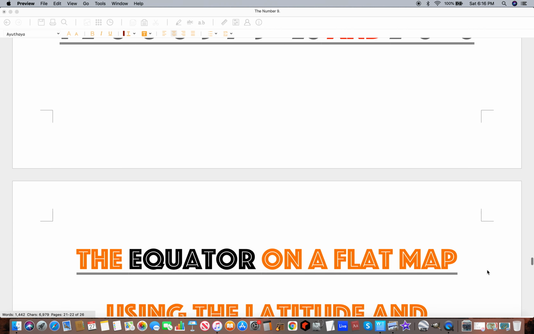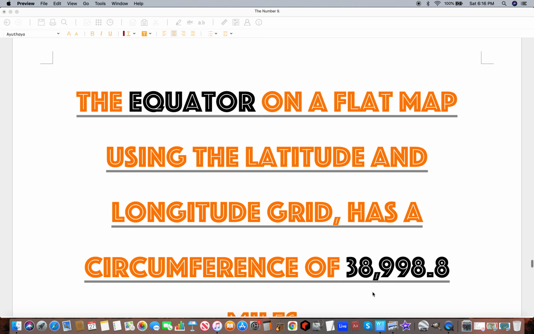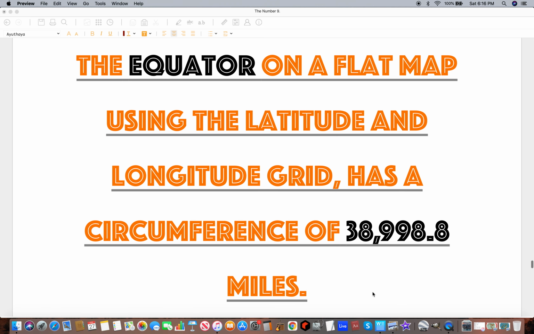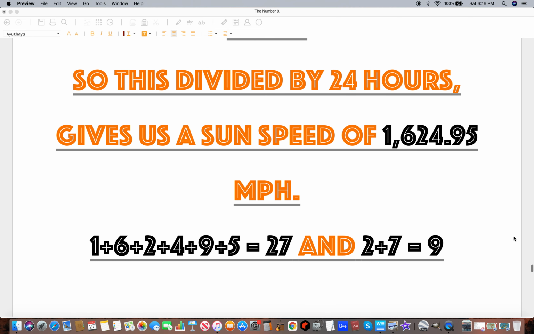Okay? So we did the same for the equator. The equator on a flat map using the latitude and longitude grid has a circumference of 38,998.8 miles. So this divided by 24 hours gives us a sun speed of 1,624.95 miles per hour. So add all this together and we get 27. So that's 2 plus 7 equals 9. So the equator comes back to 9. We are dealing with, let's say, a speed that the sun would move around it in accordance with the latitude and longitude grid.